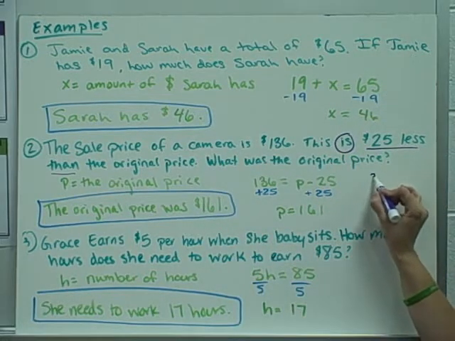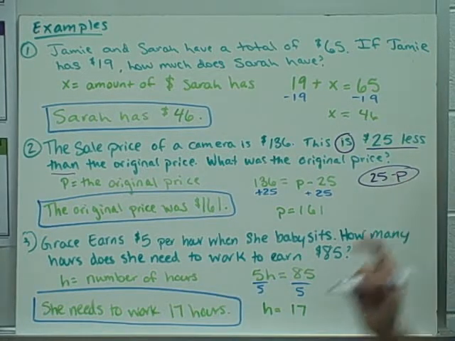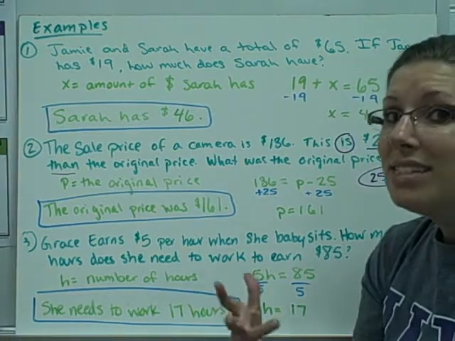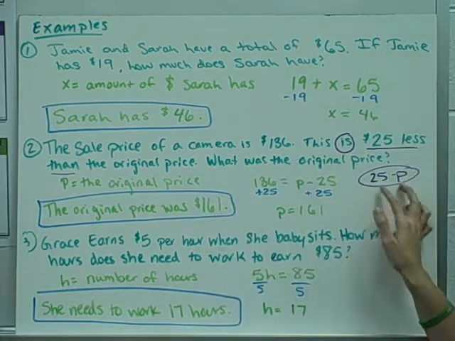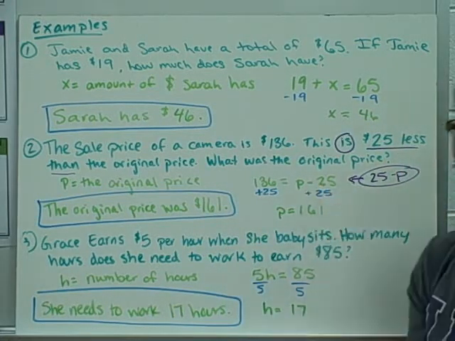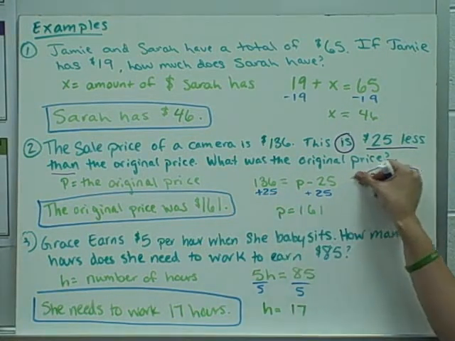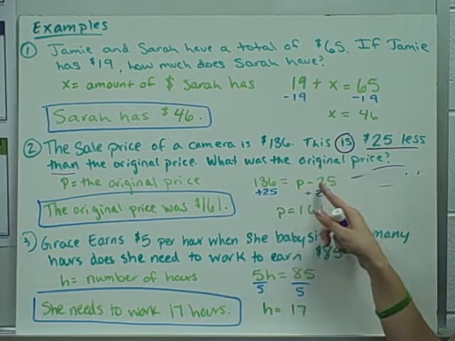Normally students write 25 minus P, because they think less than, oh, less than means subtract. Well, the phrase less than does mean subtract, but you're going to reverse these two, and you'll get a result of what I wrote down in green. So my entire equation is 136 equals P minus 25.